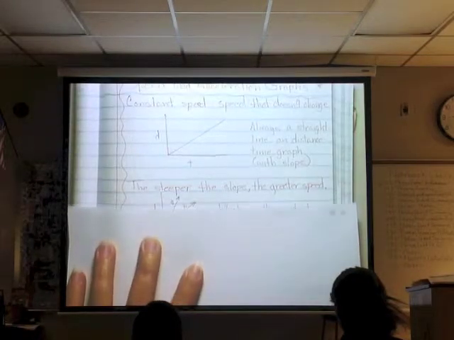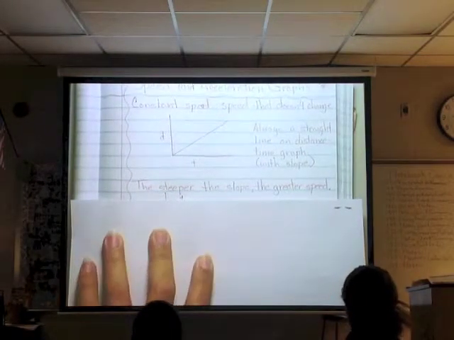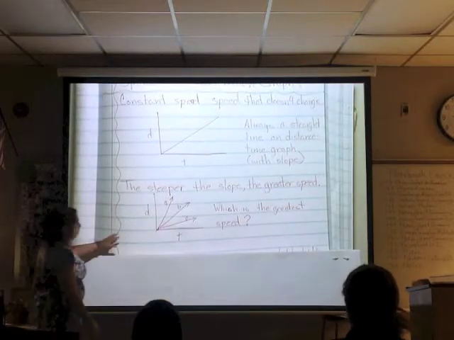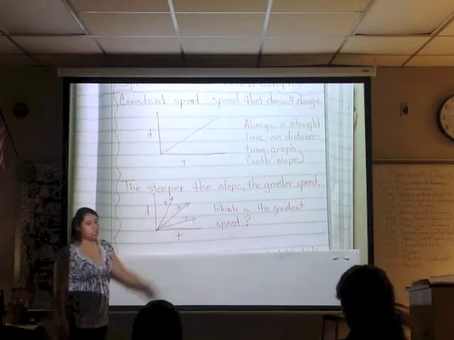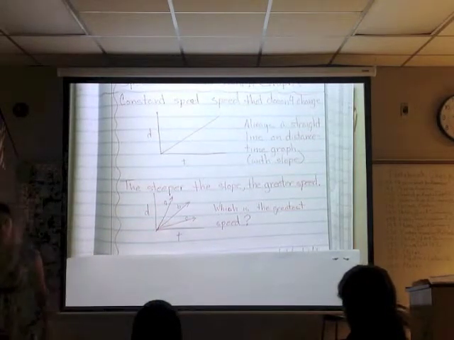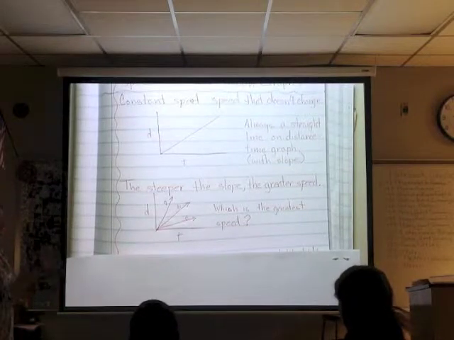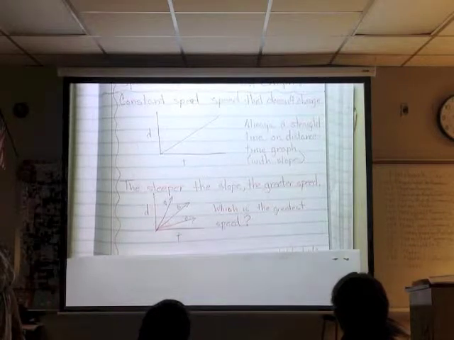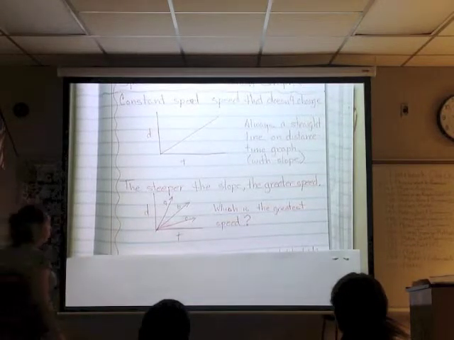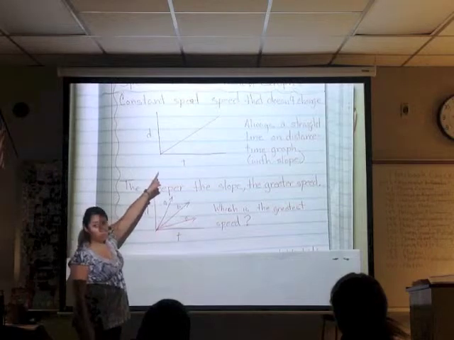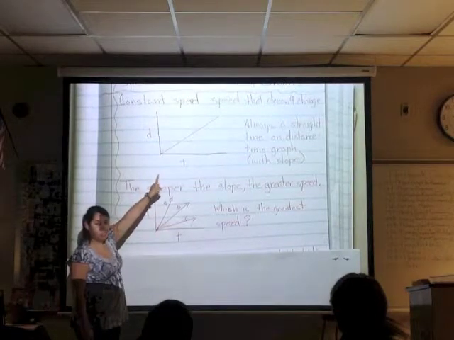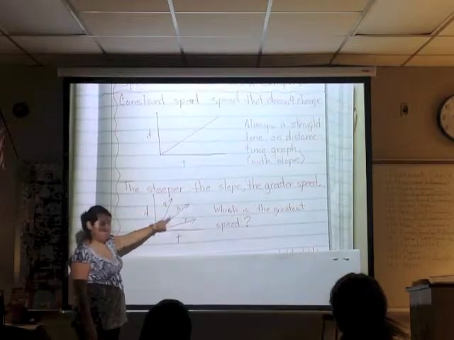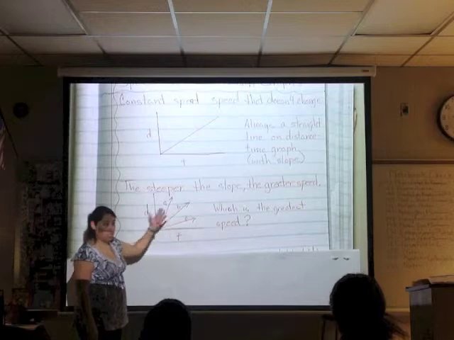Now, the steeper the slope, the greater the speed. So if we look at this one, here I have a graph in which I have three lines, A, B, C. Are these constant speed? Those three lines, are they constant speed? Why do I know they're constant speed? Because they're a straight line, right? So I know that's constant speed, I know that's constant speed, I know that's constant speed. They're all straight lines and have a slope.